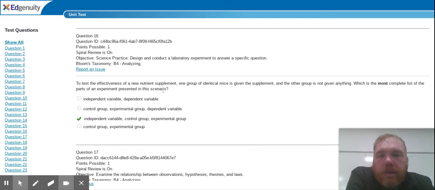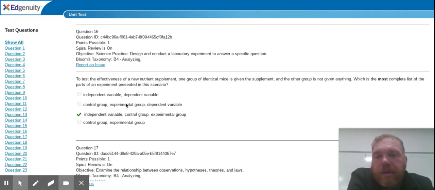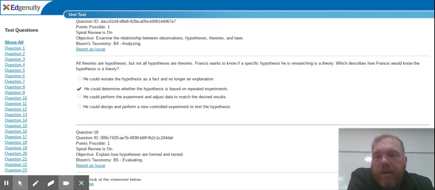Okay, so it's just asking you how we would set up an experiment. It doesn't really matter what the experiment is, but you need something that you change, the independent variable, and then your control and experimental group. The control group isn't changed, and the experimental group is what would see the different types of nutrients from the independent variable.